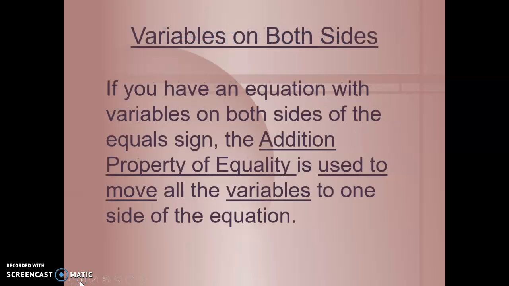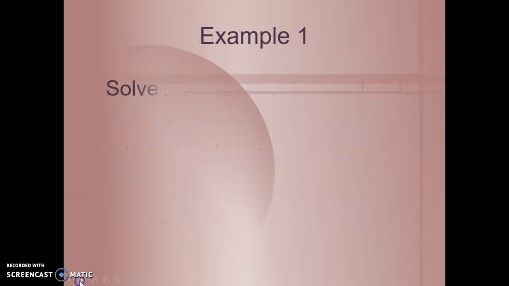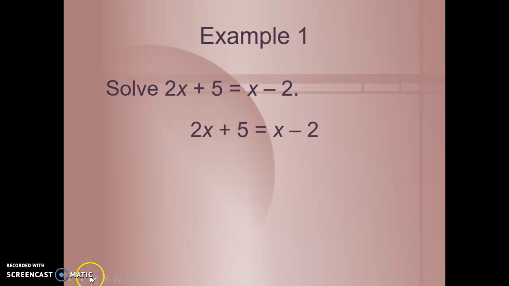If you have an equation with variables on both sides of the equal sign, the addition property of equality is used to move all the variables to one side of the equation. So here's a quick example. Solve 2x + 5 = x - 2. We need to get all the variables on one side and all of the numbers, the non-variables, on the other side. According to the addition property, if we subtract something from one side, then we can also subtract it from the other side, and our equation stays equal.